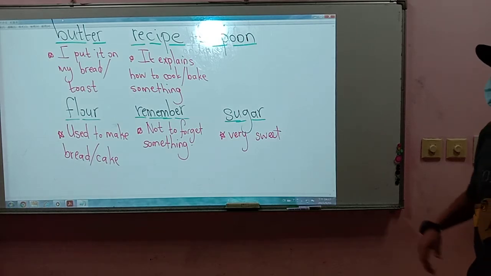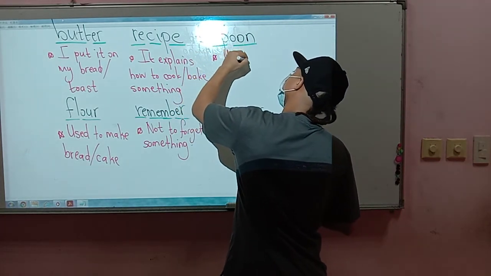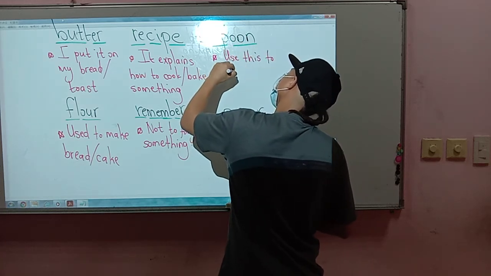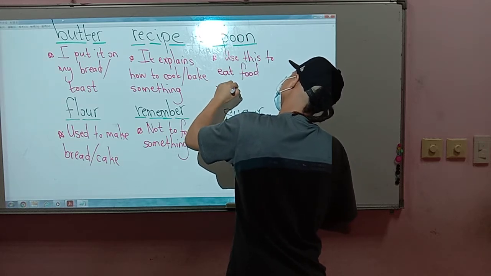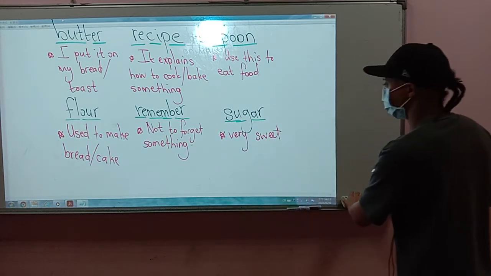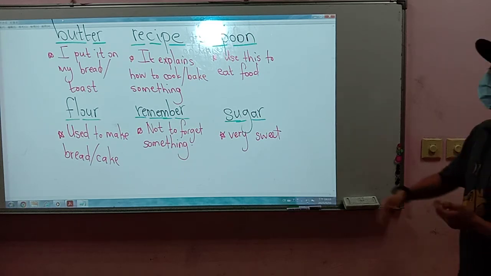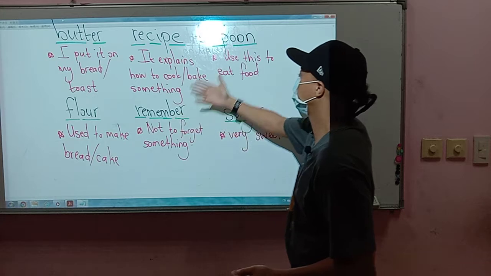And last one is spoon. I use this to eat food. To eat different kinds of food. All right. So, boys and girls, here we have our vocabulary. I hope you guys still remember these words.